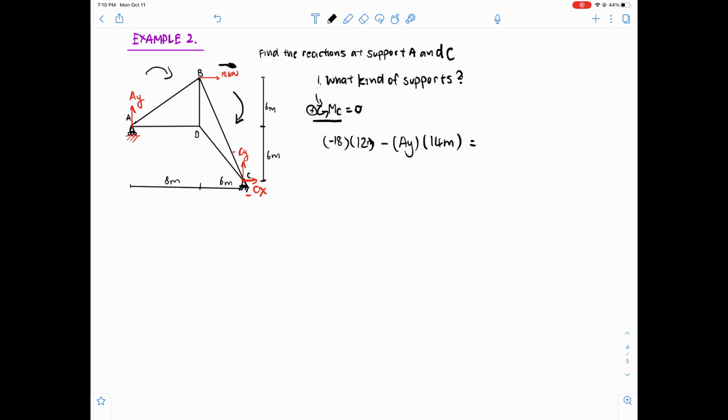And that is your sum of moments. That's all the forces contributing to the spinning or resisting the spin of this entire system. So that's just 0, right?